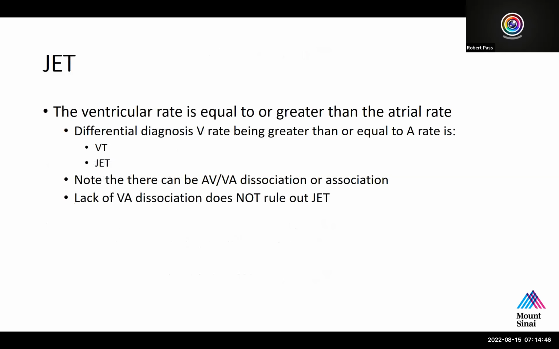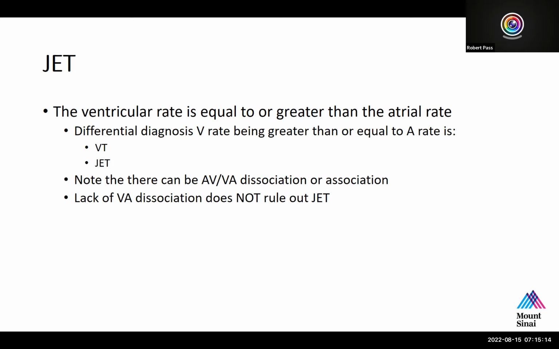Now, importantly, in JET, the ventricular rate is equal to or greater than the atrial rate. So the differential diagnosis when the ventricular rate is greater than or equal to the A rate, or I should say, when there are more V's than A's, it's got to be either JET or VT. So it's an important rule to remember about rhythms. When there are more V's than A's, then there usually is either JET or VT.